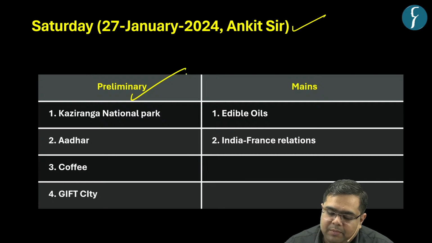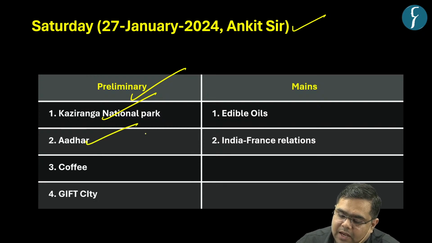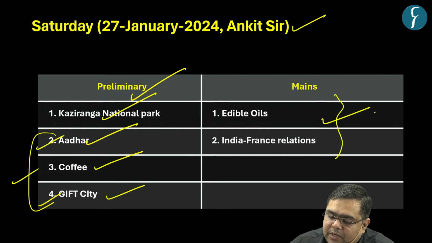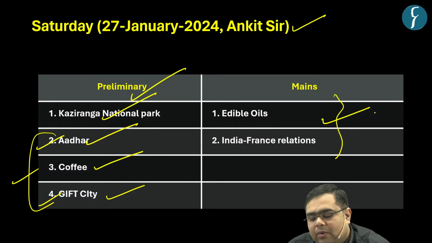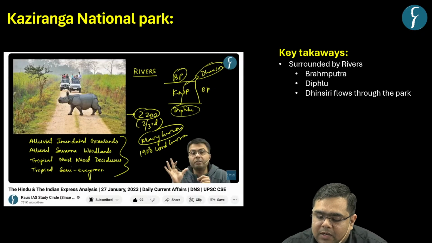So from the preliminary standpoint, we took 4 topics. First one was Kaziranga National Park. Second was Aadhaar. Third one was coffee, and fourth one was Gift City. From the factual matrix, these 2 topics were purely factual in nature, and there were no concepts involved. So I have just skipped the topics, and from the standpoint of mains, we will try to add value to both of these issues. So without delay, let us jump to Kaziranga National Park.